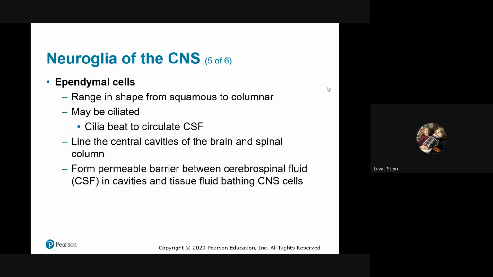So I'm just trying to give you a sense of what's going on with regard to it. They line those cavities, the ventricles, as well as the spinal column, and it's a permeable barrier, which means stuff can move through it. And that's the beauty of this barrier. The fluid can come out of the bloodstream at those capillaries and then effectively be this really extraordinarily significant fluid.